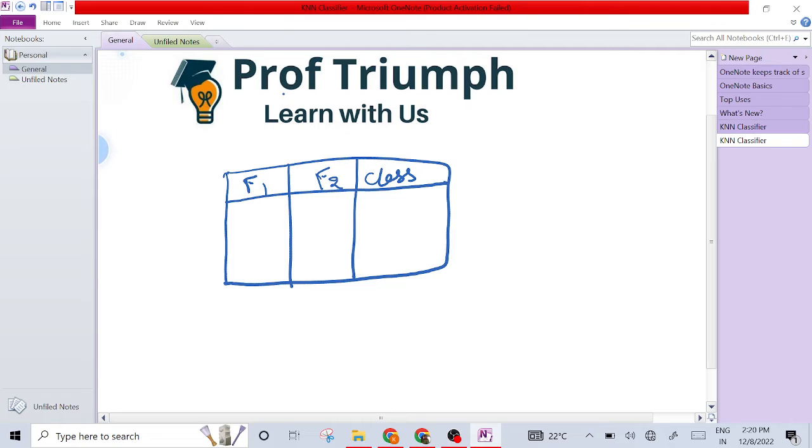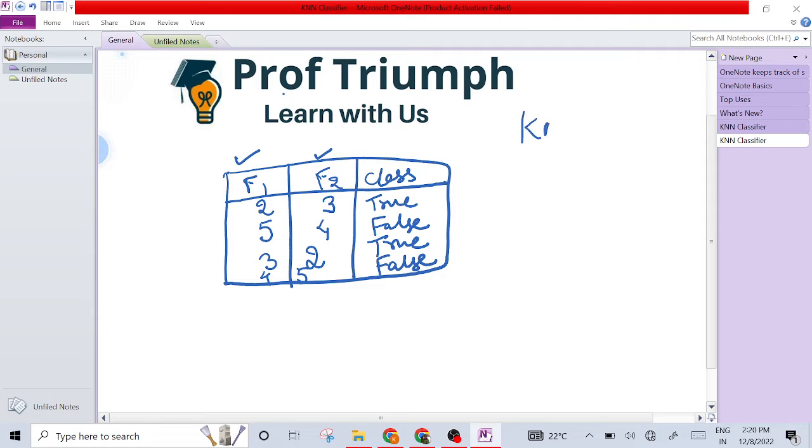Suppose we have a number of records in our sample data set. Suppose feature 1 has a value of 2 and feature 2 has 3. Next record is like this. In this way we are given some records. Suppose we are given 4 records and their class labels are true, false, like this. So in this way the features are given. This is feature 1, this is feature 2.